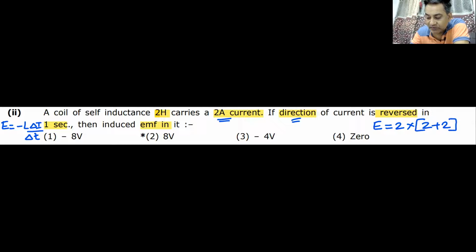Do we understand this? Divided by the time, it is 2 multiplied by 4 and the answer becomes 8 volt. So 8 volt is the answer. I hope you understand this. Do we understand this?